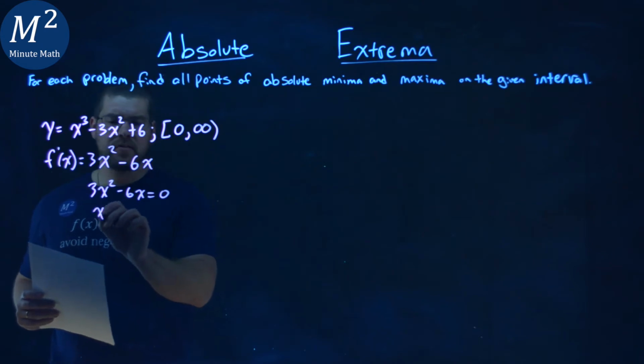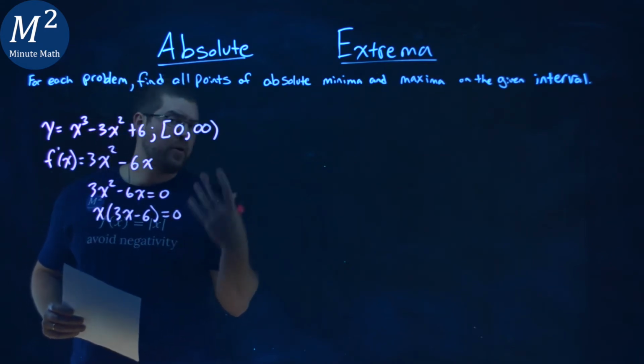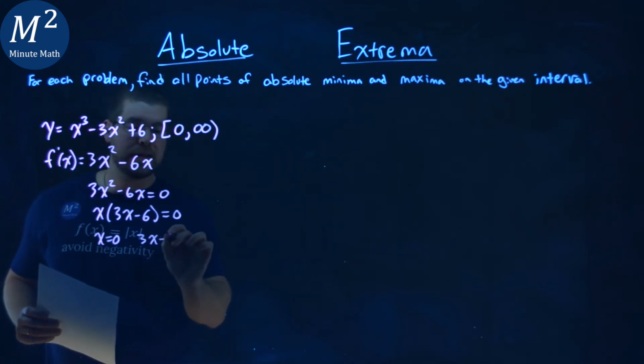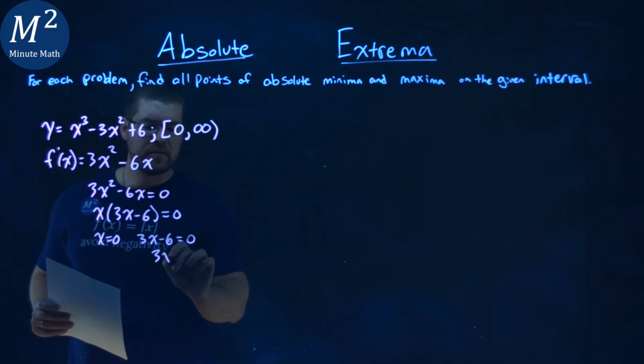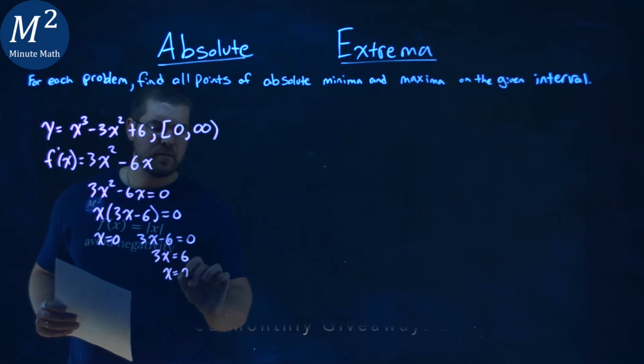Well, I can pull out an x here, and I have 3x minus a 6 equals 0. Set both parts equal to 0, x equals 0, and 3x minus 6 equals 0. Add a 6 to both sides, 3x equals a positive 6, divide both sides by 3, and x equals 2 here.